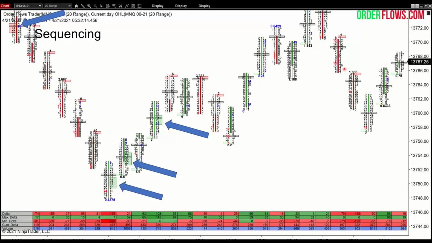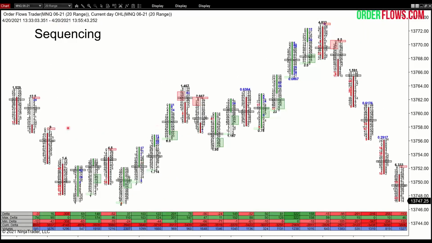Mini NASDAQ, 20 range chart, bearish sequencing, boom, market sells off, you start seeing the bullish sequencing. The market is eating through subsequent higher offer volumes, right? That's important to know as a trader, that the volumes are heavy, solid, but the market is just eating right through it, right, as it's making its move back up.